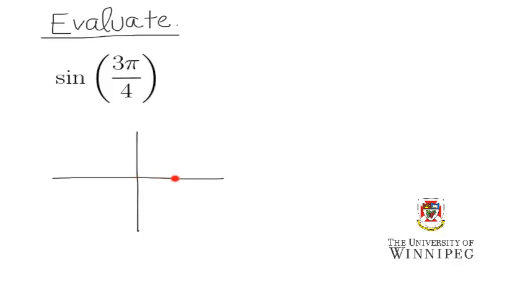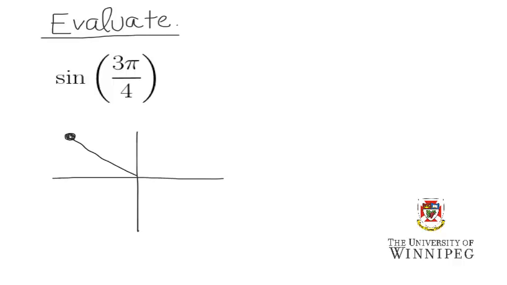We know if we begin at the positive x-axis and go all the way over here, this is going to be an angle of 4 pi by 4, which tells us 3 pi by 4 must be somewhere inside quadrant 2. So let's go ahead and mark that in. Now, if we assume that this length here is equal to 1, then this point that I've drawn is actually on the unit circle. And sine of 3 pi by 4 is the y-coordinate of this particular point on the unit circle.